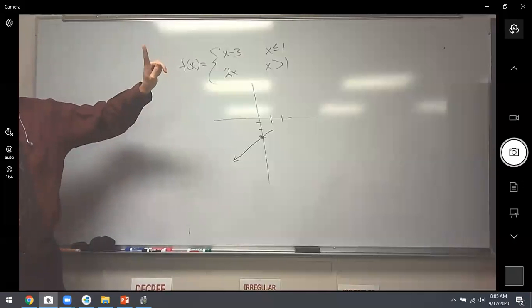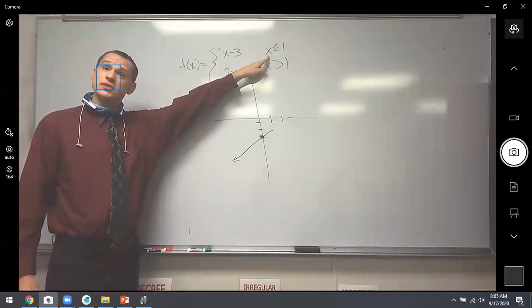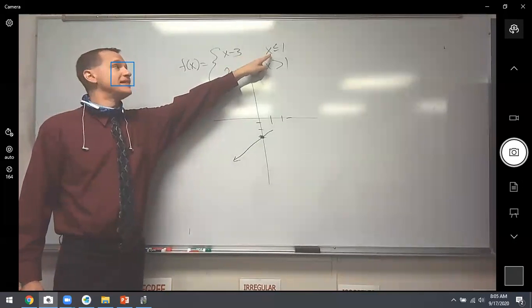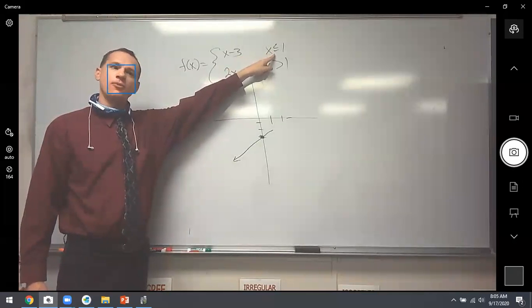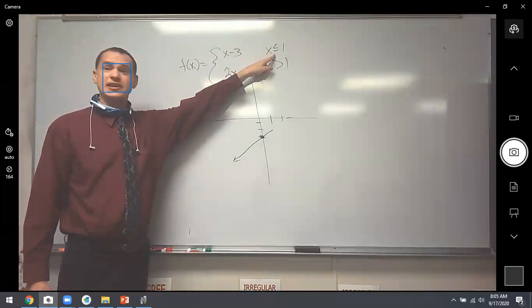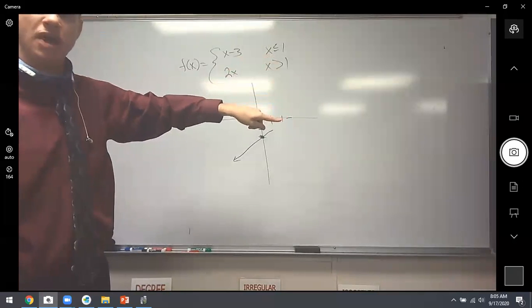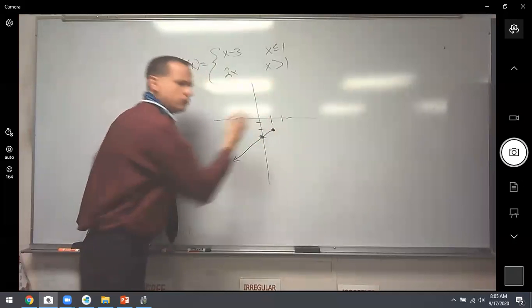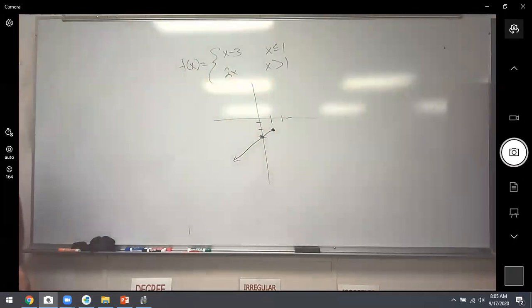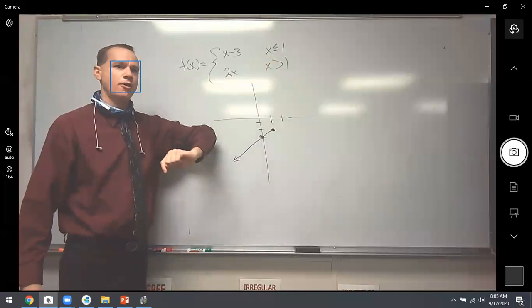Now here's where the closed and open dots come from. Look at this piece right here, look at the equation. Can it equal 1? Yes. So bracket or parenthesis, what would you normally say if it can equal it? Bracket, right. And on the graph, bracket means what? Closed or open dot? Closed, right. So right here, I'm going to purposely draw a little point that says, yes, this piece includes where x is 1. So you see what I'm doing?